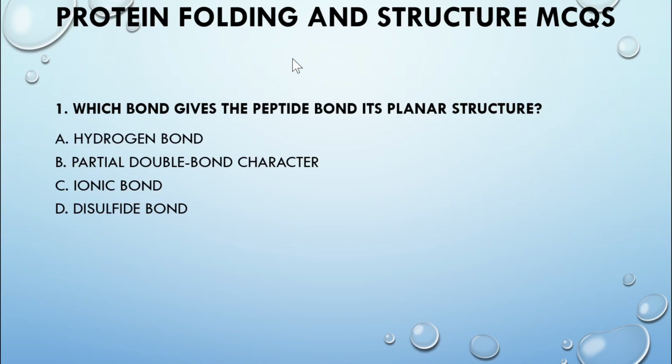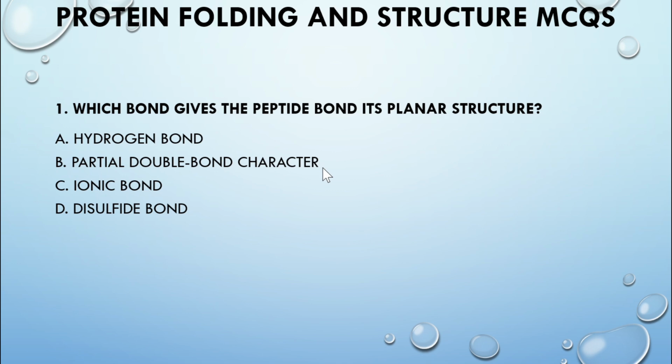In this video, we're going to be answering multiple choice questions on protein folding and structures. To the first one, which bond gives the peptide bond its planar structure? A. Hydrogen bond, B. Partial double bond character, C. Ionic bond, D. Disulfide bond. The correct option is B.